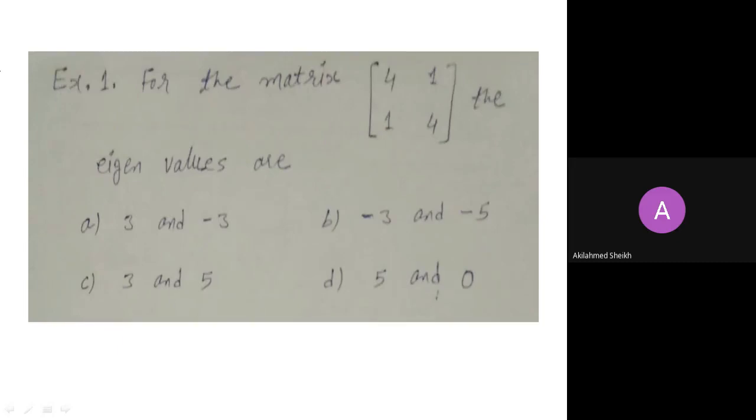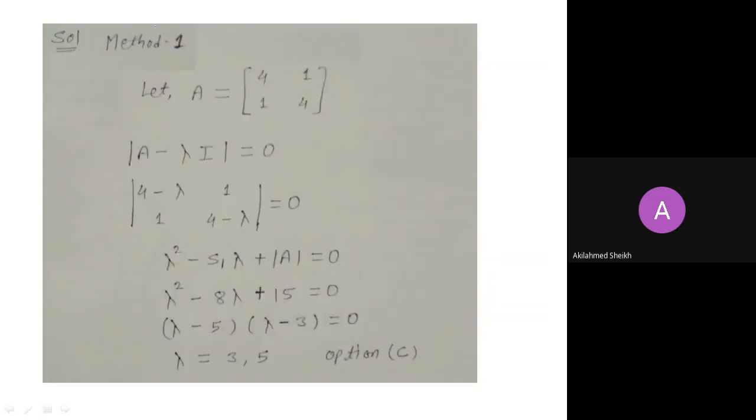This is the first example. For the matrix 4, 1, 1, 4, the eigenvalues are. Now to find the eigenvalues of this matrix, there are two methods. First one here, method 1, is the usual method, but in quantitative MCQ questions, we always use the second method.